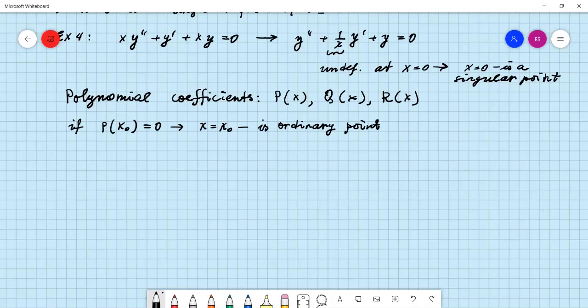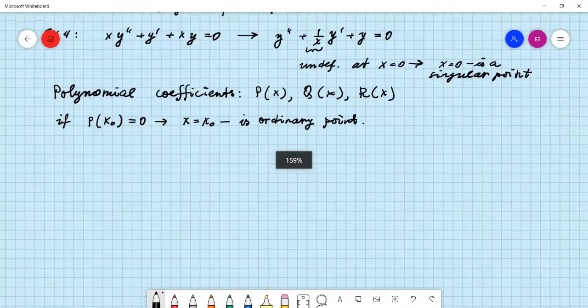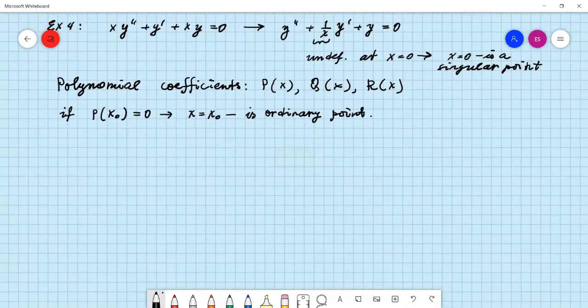And I'm going to write down the equation. I'm sorry, I was supposed to write down the first equation. Somehow missing it. Let me add the equation over here. I don't want to erase anything, so I'm going to write it below. P of x times the second derivative, plus Q of x times the first derivative, plus R of x times the function. So we are considering an equation looking like this, and the coefficients are polynomials. And if P of x0 is not equal to 0, then this point is going to be an ordinary point.